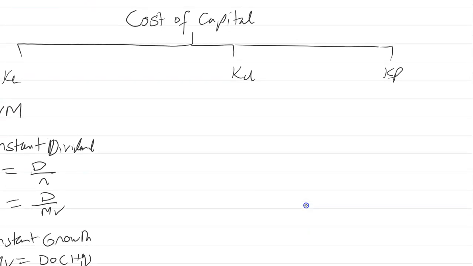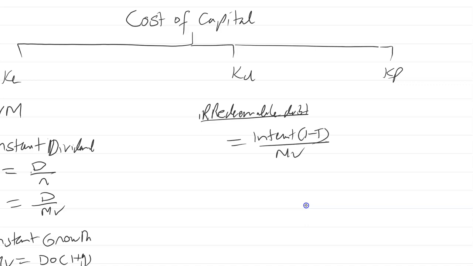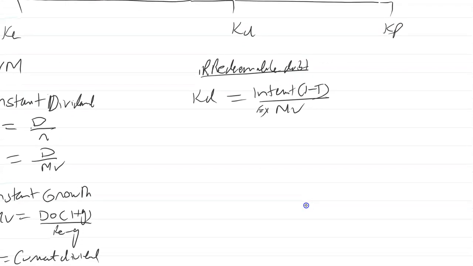For KD, there are different types to calculate KD. First one is irredeemable debt. For irredeemable debt, KD is equal to interest into 1 minus T divided by market value. Remember, this market value will be ex-interest. Interest into 1 minus T divided by ex-interest market value is equal to KD for irredeemable debt.